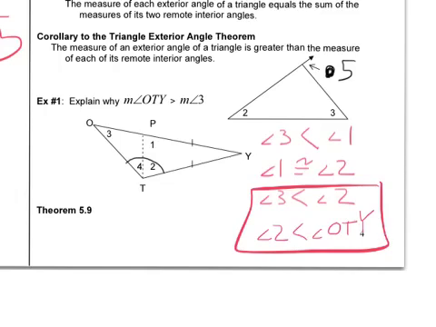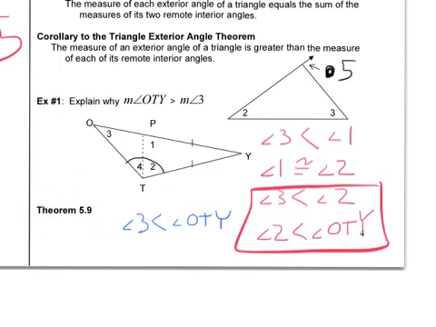Well, if angle 3 is less than angle 2, and angle 2 is less than angle OTY, then angle 3 has to be less than angle OTY. And if we were doing a proof, we would write reasons next to each one of these statements. But we're just explaining why we know something, so we don't really need to do a formal proof, at least.